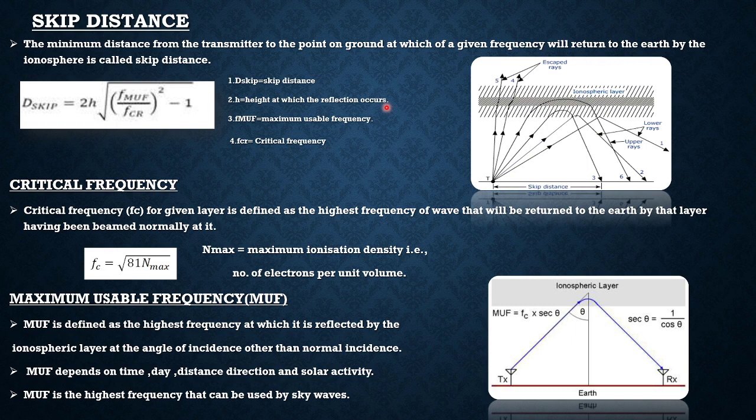which the reflection occurs. Critical frequency for which the layer is defined is the highest frequency of wave that will return to the earth by that layer having been beamed normally at it. It is given by this formula.